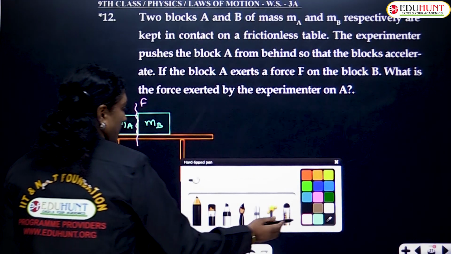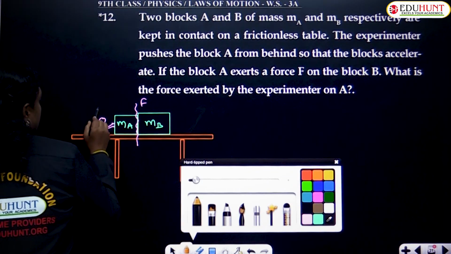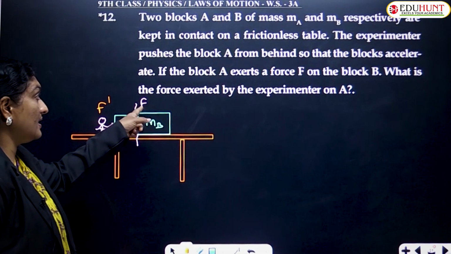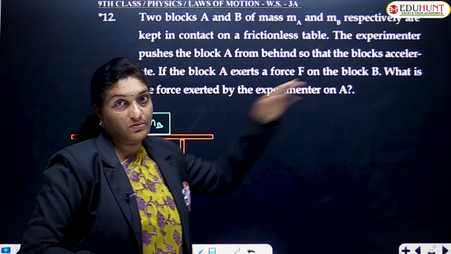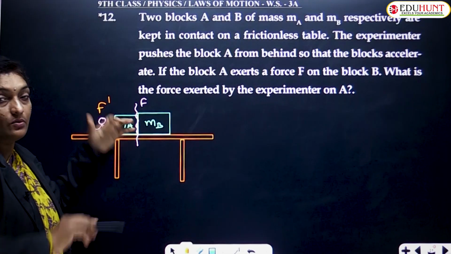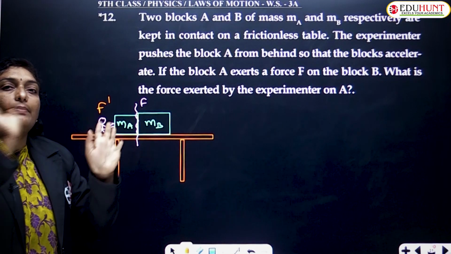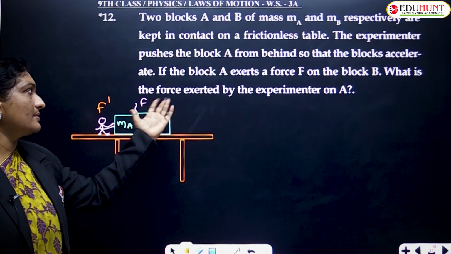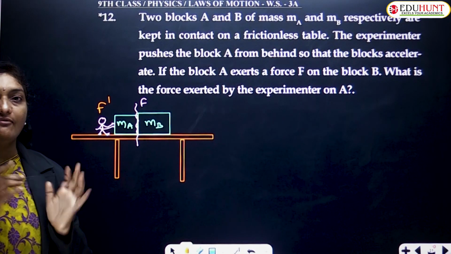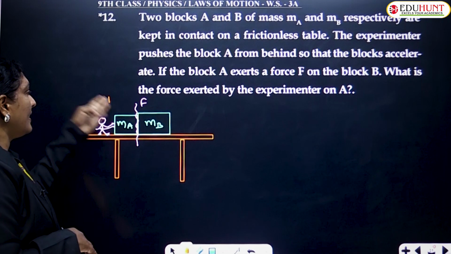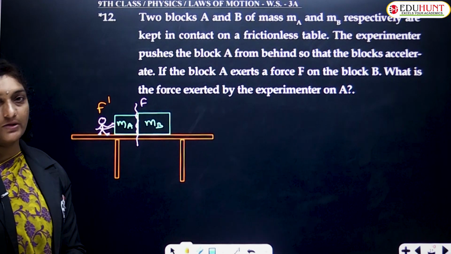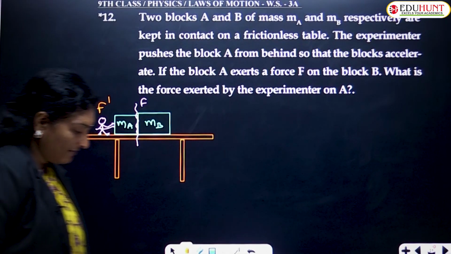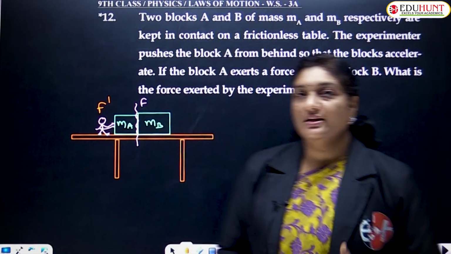So let us suppose that the experimenter exerts a force of F dash, because MA is exerting F, it was given in the question itself. So we can't use F here. So some new force is exerted by the experimenter on the block here. That force you are asked to find out. What is the force exerted by the experimenter on MA? So you are asked to find that new force F dash. But before finding out F dash, let us try to get some relation for F.